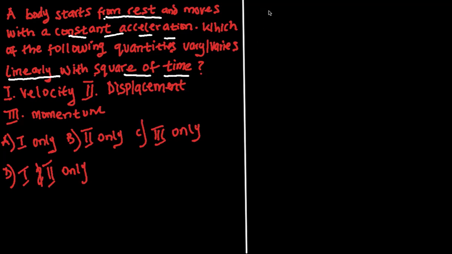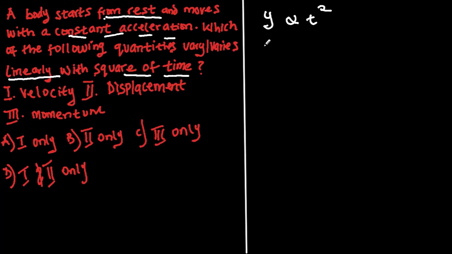That means you are looking for, let's say the variable is y, and it's going to vary linearly with the square of time. That is what we are trying to look for. All right, so how do we do it? We have options: velocity, displacement, momentum. So is it velocity? Is it displacement? Is it momentum? What's going to help us is let's bring our equations of motion into play.